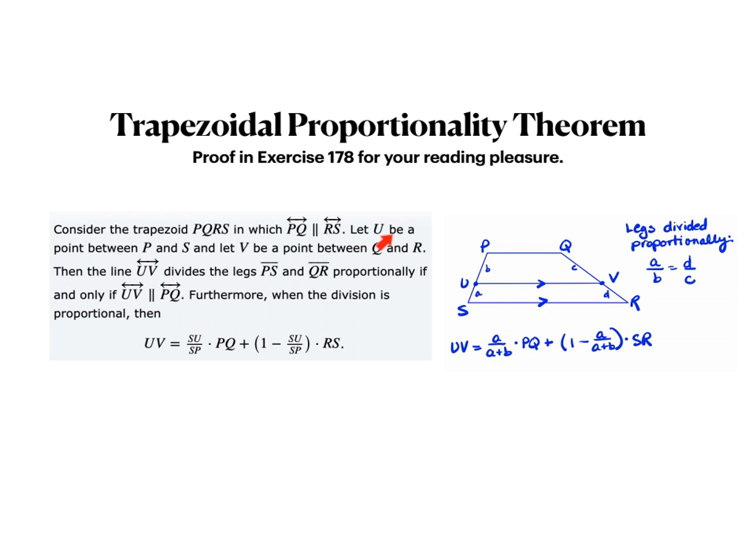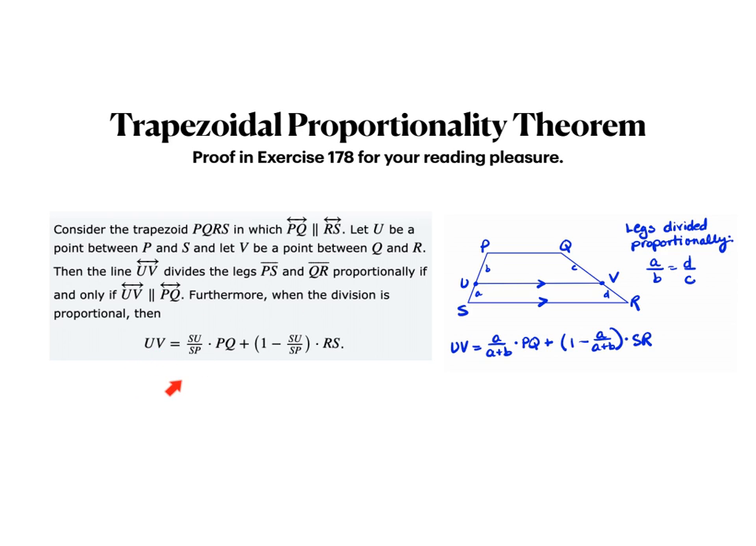and I let U be a point between P and S, and V be a point between Q and R over here, just the way I have it drawn. The line UV divides the legs PS and QR proportionally if and only if this line is parallel to that line. Furthermore, when the division is proportional, I can find the length of this segment this way.